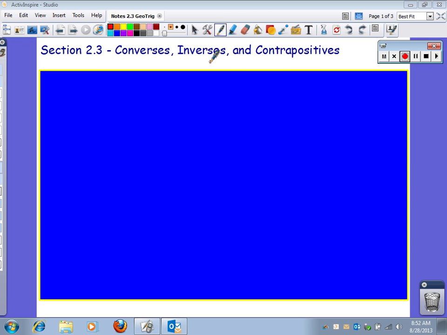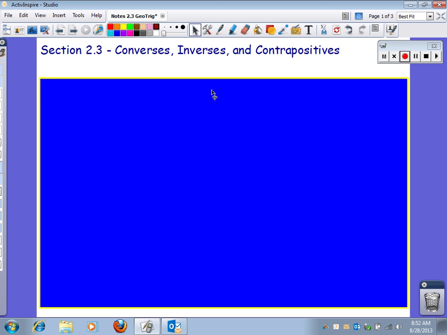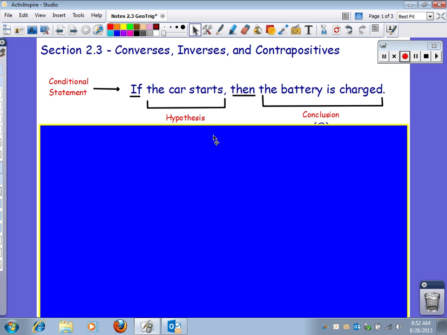Okay, our keywords today are converse, inverse, and contrapositives. So we're going to start with a conditional statement. We're going to stick with the car example. If the car starts, then the battery is charged. That's a conditional statement. The hypothesis is the car starts. The conclusion is the battery is charged.